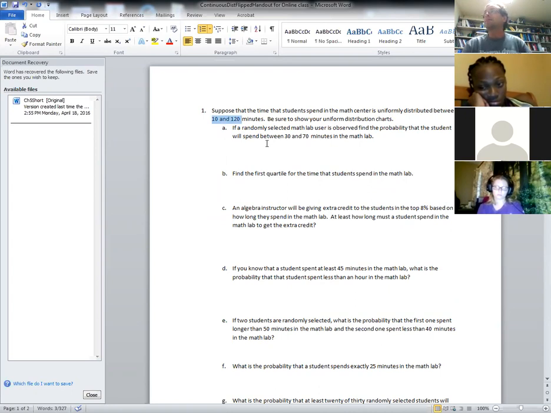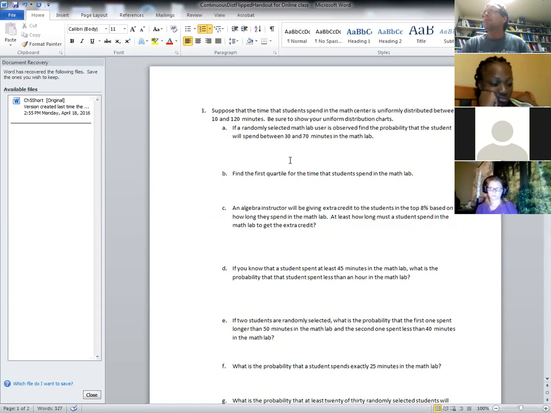Okay, next, this is what's called uniform, which means that the probability of any interval, as long as it's the same size and it's in between 10 and 120, will be the same, whether it's over here or over here. You get the same probability, and that's called uniform. Okay, so if a randomly selected math lab user is observed, find the probability the student will spend between 30 and 70 minutes in the math lab.